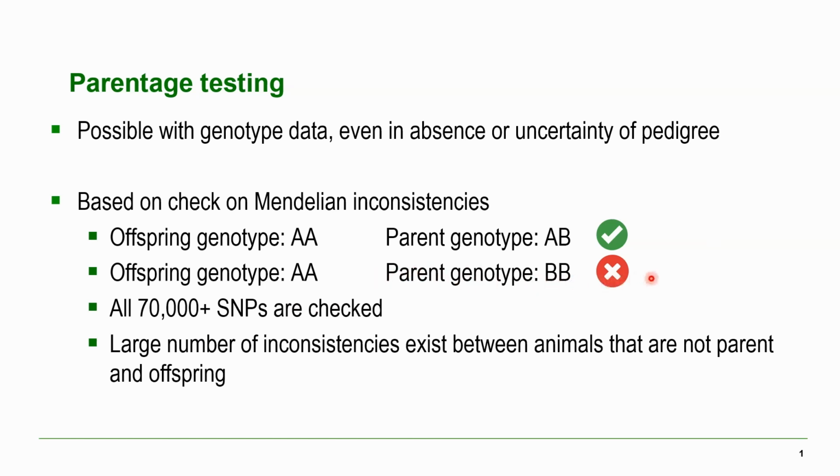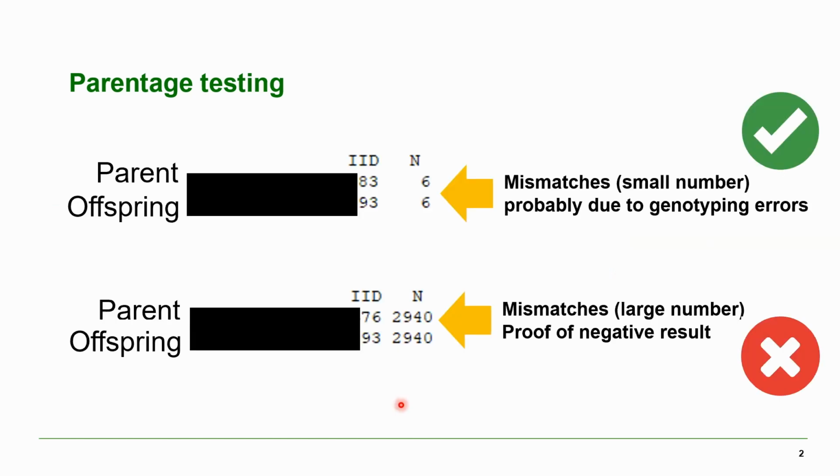PLINK will look for these inconsistencies, and if we find many, that will be an indication that in fact the offspring and the candidate parent are not true parent-offspring pairs. We will look at the files in detail, but we will have the parent and the offspring with its ID, and there will be an N, so basically a number of mismatches, or these Mendelian inconsistencies.